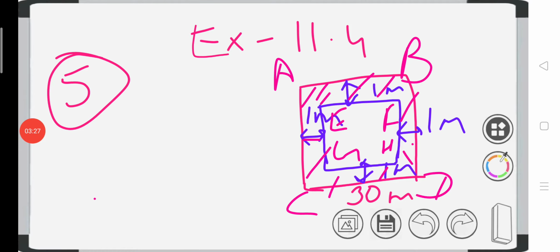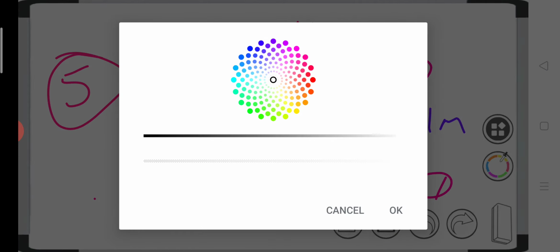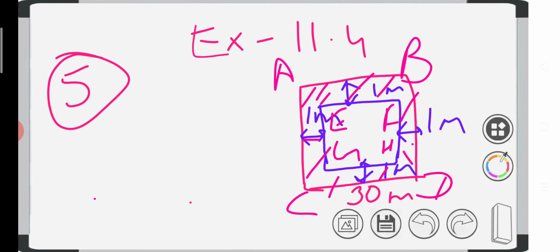Now the second question of question number 5 is, you have to plant grass in the remaining portion. So the shaded portion is of path and the remaining portion is of the area which is to be planted with grass. So you have to find out the cost of planting grass when the rate is Rs 40 per meter square. So area of EFGH was 784 meter square.